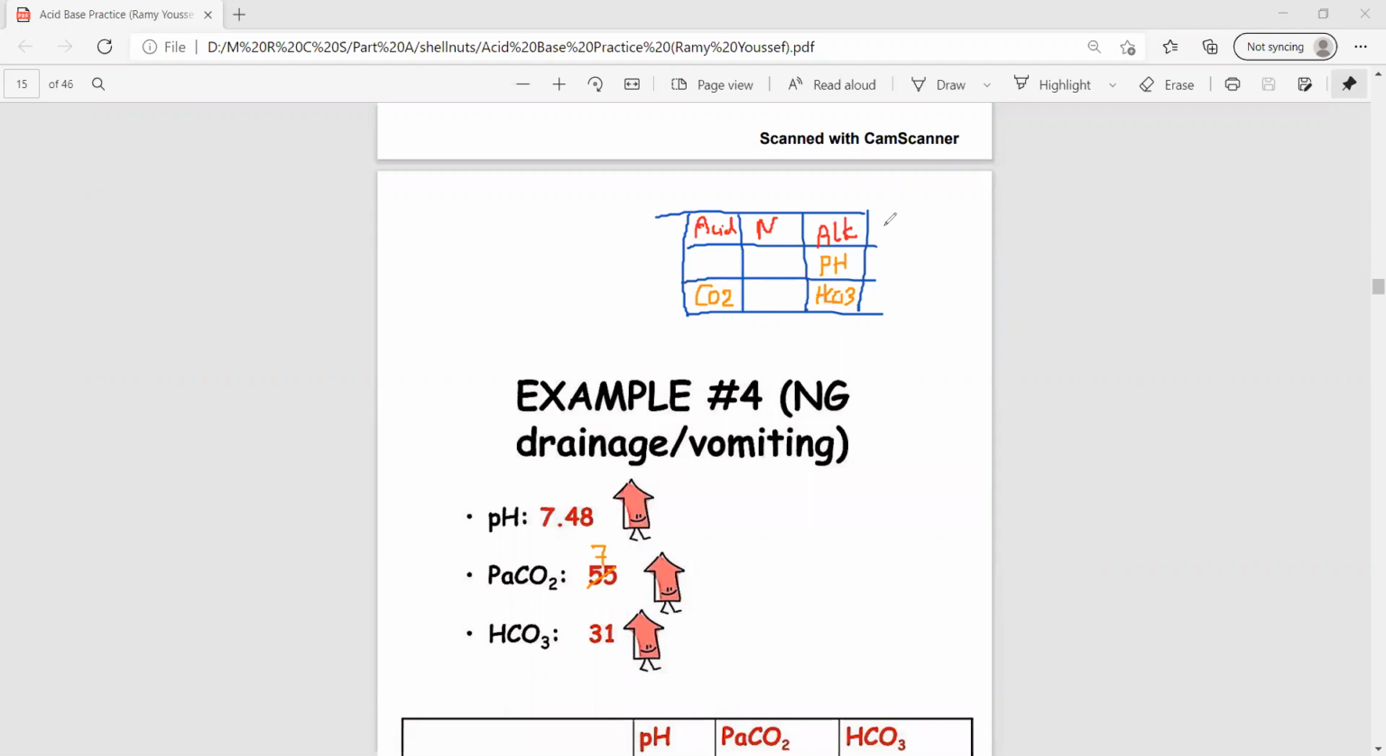What do you expect the problem here? It's already written. Partially compensated. Do you hear me? Can you hear me now? Hello? Okay. Partially compensated metabolic alkalosis. Did anyone hear me? Sorry, Dr. Mariam, just disconnect and go back again. No problem.